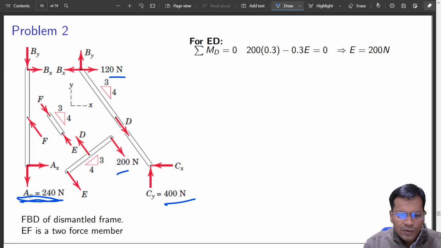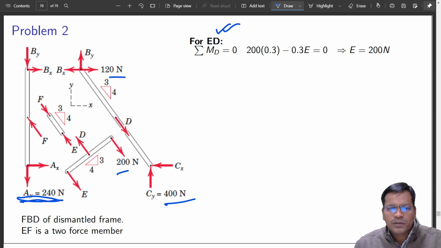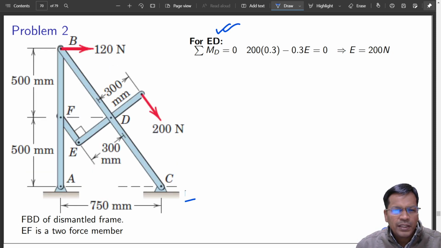Okay. Now take any member. ED was taken. ED is one of the members, which is, let me just switch on another image. So this was the thing, ED. ED you can see clearly.